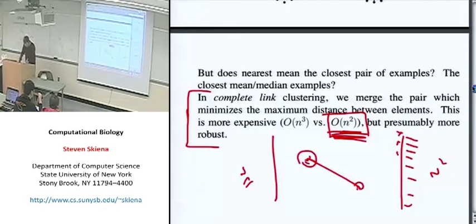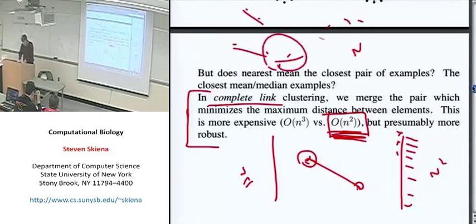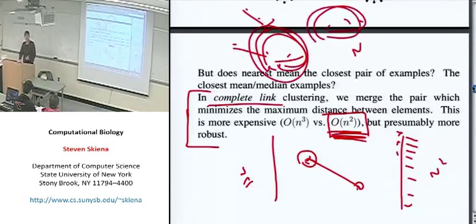If I'm doing complete link clustering, I start with individual points. Then over time, the clusters are getting bigger. In general, I'm going to do n rounds of merging, but the cost of deciding what the distance is between this cluster and this cluster, if this has n over 2 points in it and this has n over 2 points in it, is n over 2 times n over 2 to figure out the all pairs distance. Does everybody agree with that?